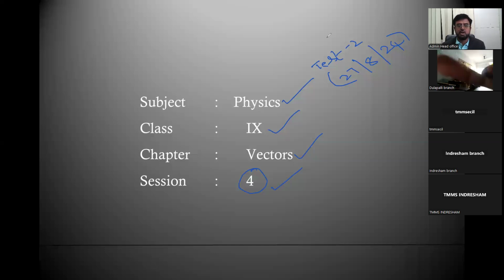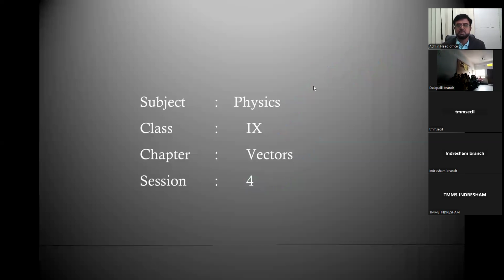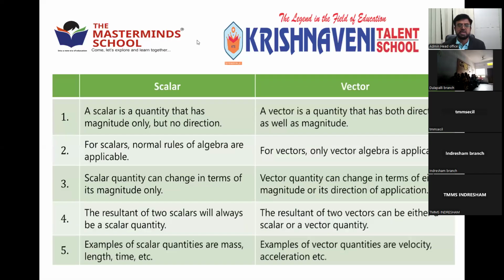Okay, we'll move forward with what we learned in the last 3 sessions. We started with the classification of scalars and vectors. The topic name itself is vector. How did vector come? It comes from physical quantities. The physical quantities which have both magnitude and direction are called vector quantities, like velocity, acceleration, and so on, right?